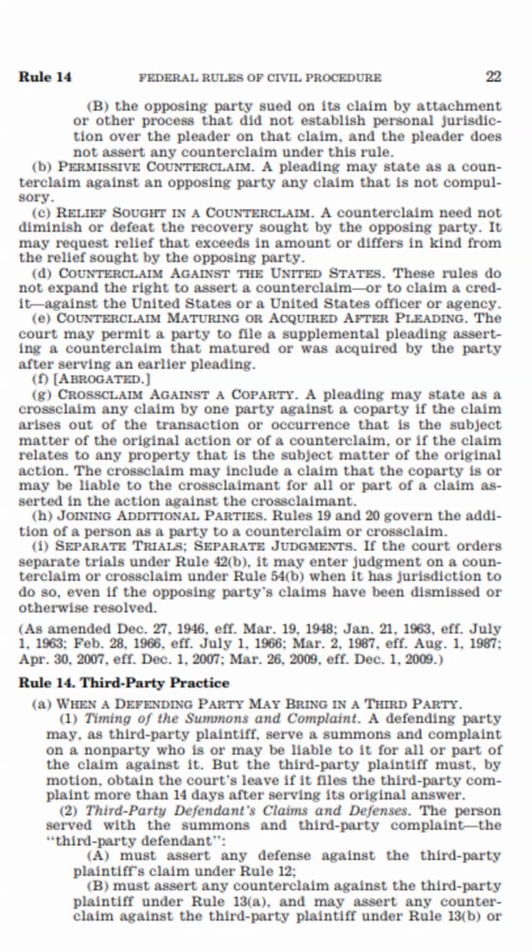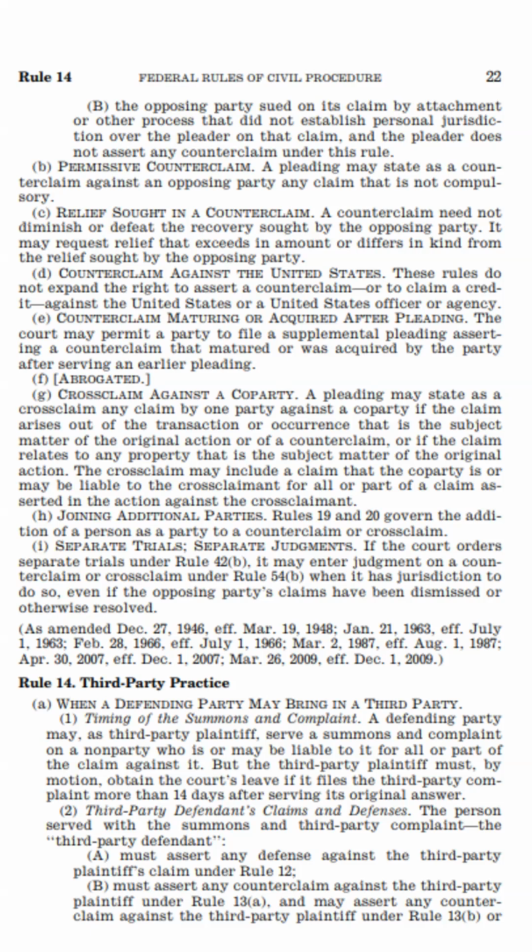D. Counterclaim against the United States. These rules do not expand the right to assert a counterclaim, or to claim a credit, against the United States or a United States officer or agency. E. Counterclaim maturing or acquired after pleading. The court may permit a party to file a supplemental pleading asserting a counterclaim that matured or was acquired by the party after serving an earlier pleading.